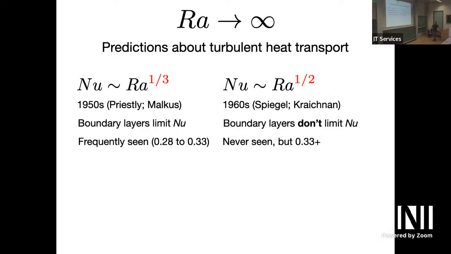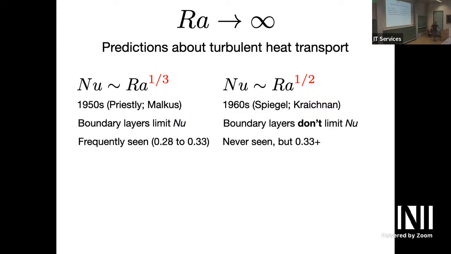first suggested by Spiegel, although first published by Kraichnan, is that Nusselt goes like Rayleigh to the 1/2. Essentially, this is what you get if you assume that the boundary layers are not throttling heat transport. If you just say the turbulent bulk, you know, if you have a heavy parcel of fluid, how quickly would it sink? You are led to predict heat transport going like Rayleigh to the 1/2. So really, it's just talking about whether or not the boundary layers are throttling your heat transport. We know this is happening in every experiment we've seen of the standard Rayleigh-Bénard system. The question is whether it's happening asymptotically. Rayleigh number 10 to the 50, say.